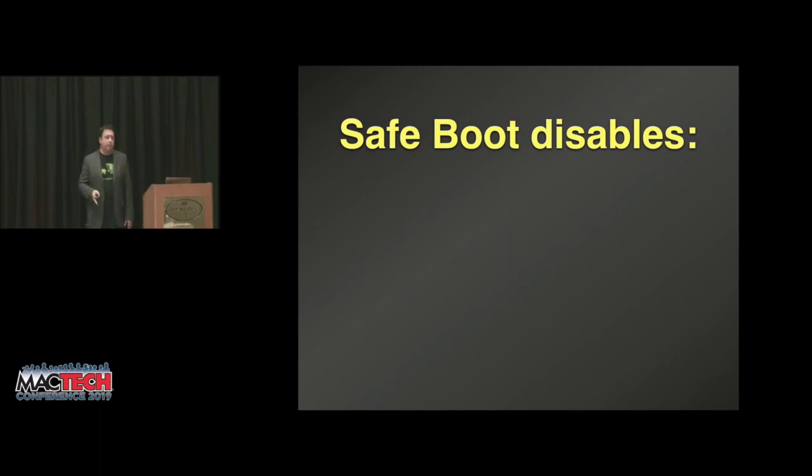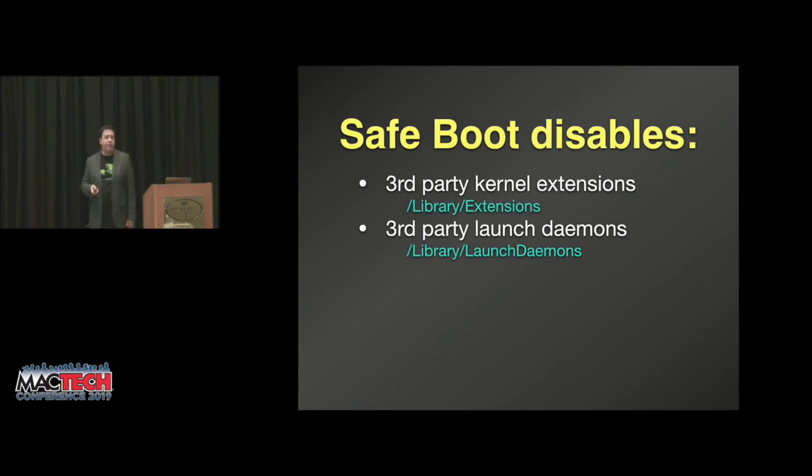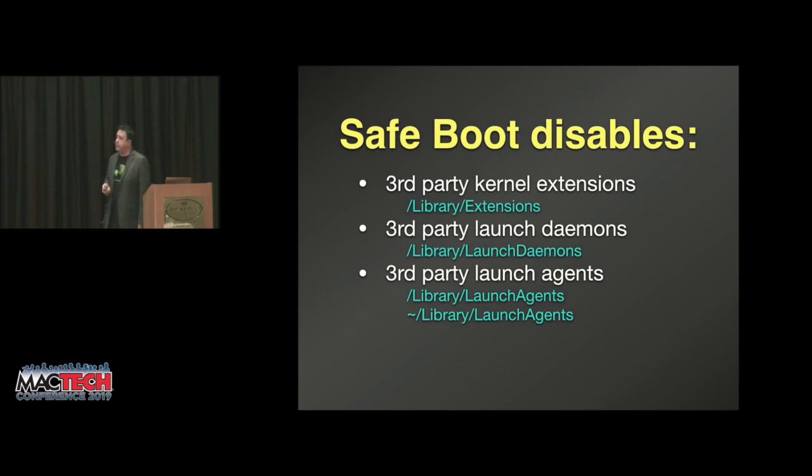While you're in safe boot mode, these things are disabled. Third-party kernel extensions, everything in the library extensions folder. Third-party launch daemons, everything in the library launch daemons folder. Third-party launch agents, everything in the library launch agents folder and the home library launch agents folder. And user login items, anything that's set in the users and group system preference pane as a login item for the user it's logging in.